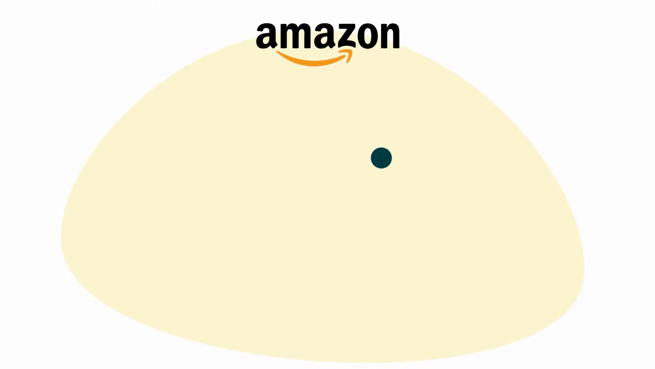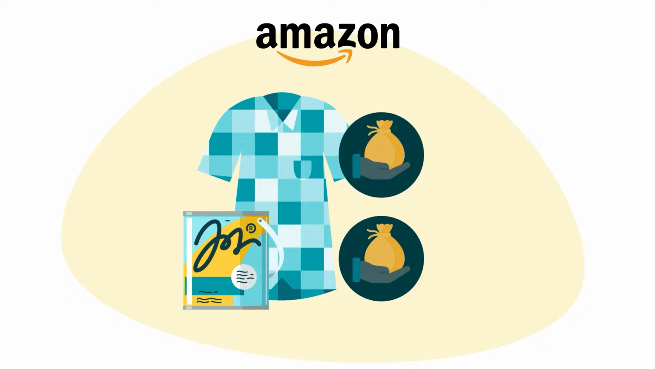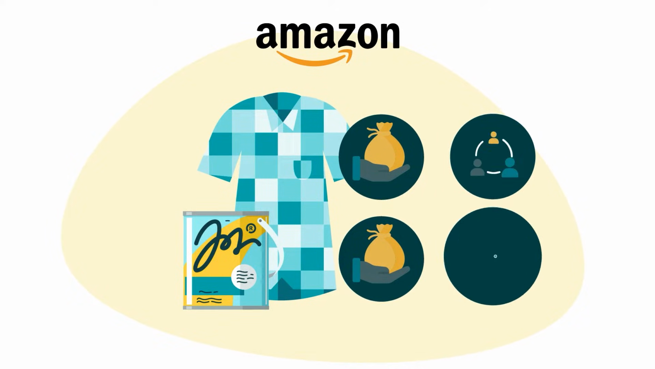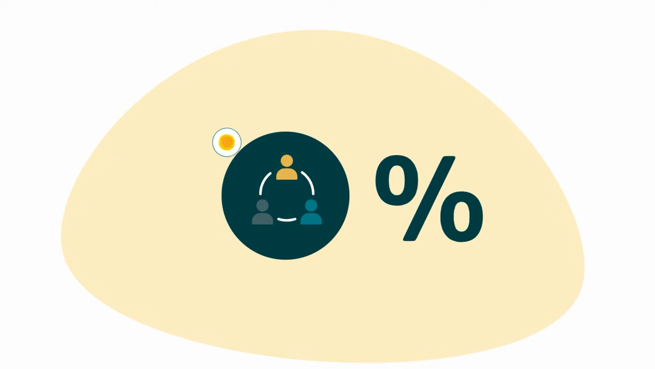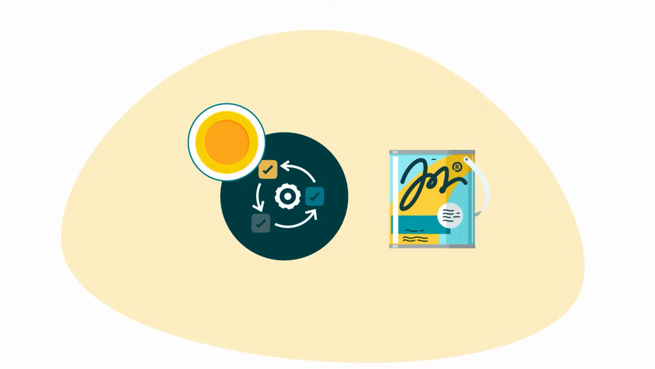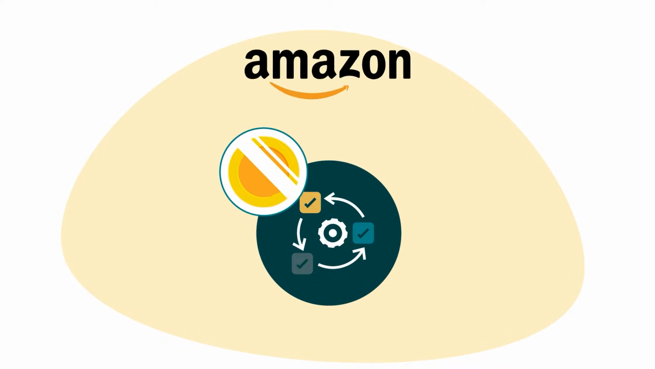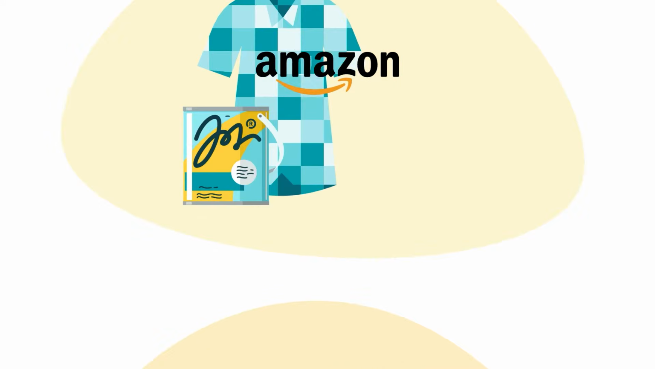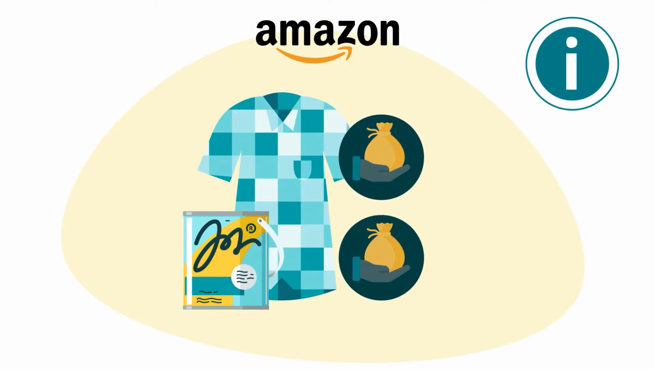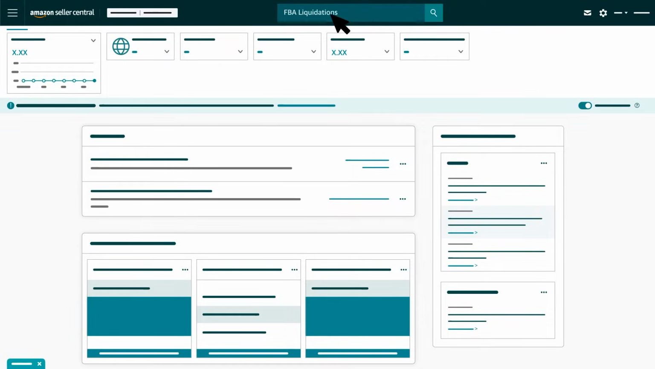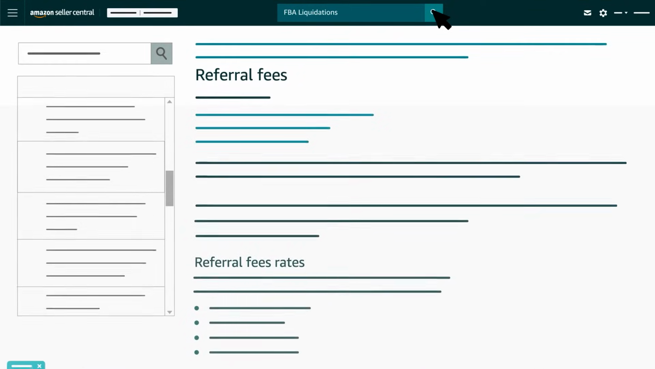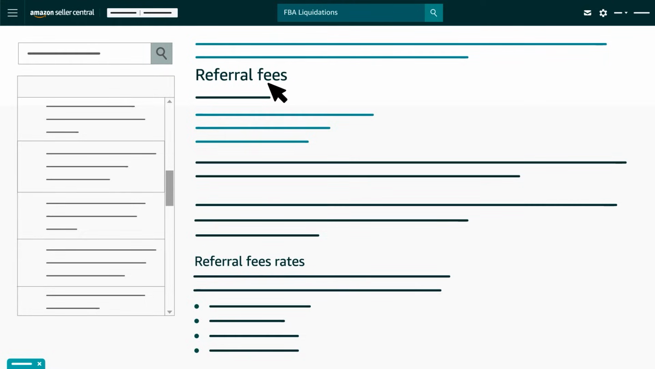Amazon charges 2 separate fees for each item you liquidate: a referral fee and a processing fee. The referral fee is a percentage-based fee. The processing fee is a per-item fee based on the size and weight of the product, which covers Amazon's processing costs. For more information about FBA Liquidations fees, search for the FBA Liquidations help page in Seller Central and scroll down to the section on fees.